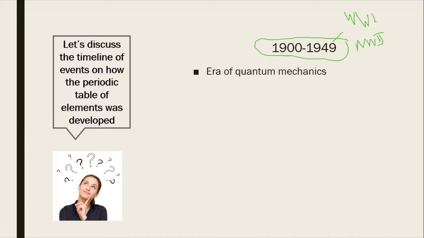Remember, 1900s to 1949 is actually the period of war. So talagang masasabi natin na dito talaga nagamit yung iba-ibang klase ng mga radioactive materials. Okay? So during that time, there were 13 new discovered elements. Okay? And these are the people who have given their contribution during this timeline.